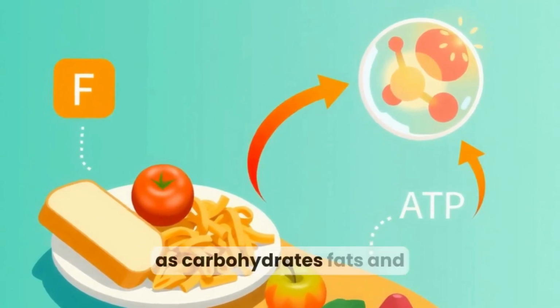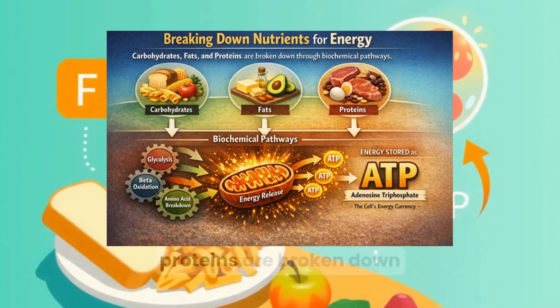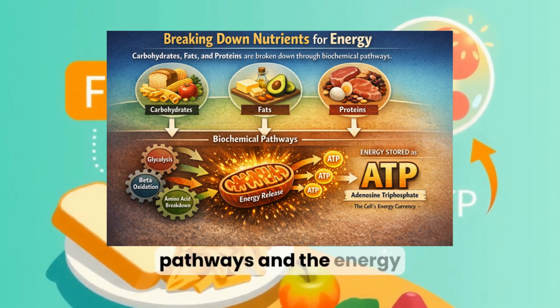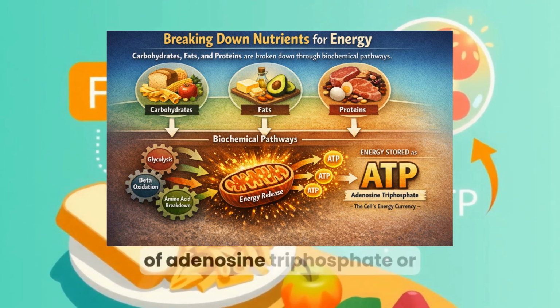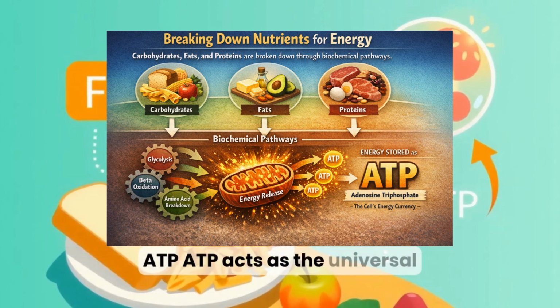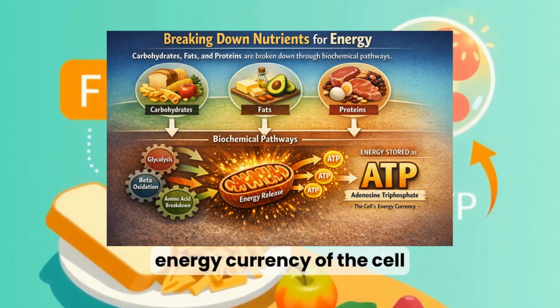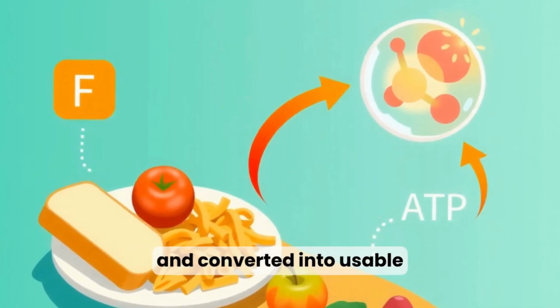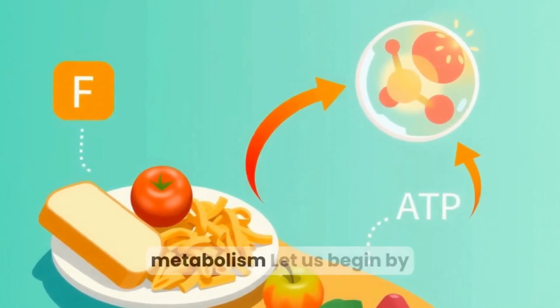The energy that drives all cellular activities is obtained from the chemical bonds present in the food we consume. Major nutrients such as carbohydrates, fats, and proteins are broken down through various biochemical pathways, and the energy released is stored in the form of adenosine triphosphate, or ATP. ATP acts as the universal energy currency of the cell. The process through which carbohydrates are broken down and converted into usable energy is called carbohydrate metabolism.